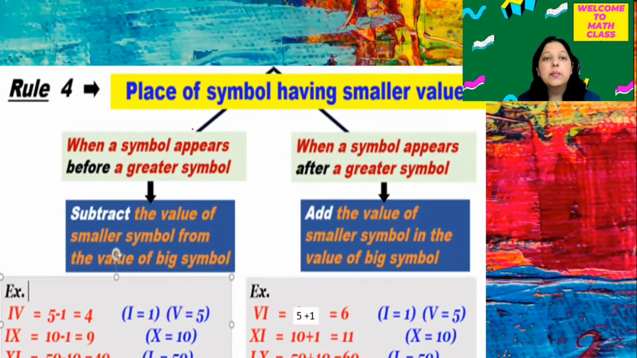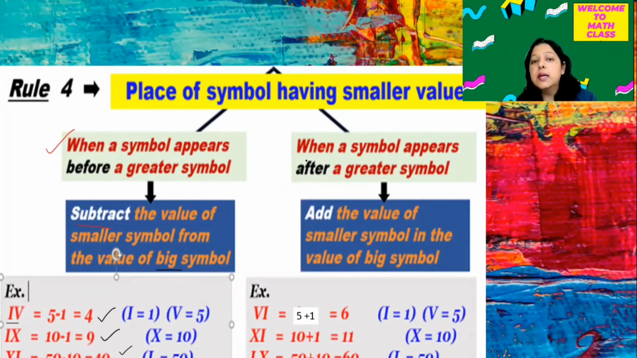Rule number 4, place of a symbol having smaller value. In this rule, we will study how we can place the symbols having smaller value. Smaller value symbols can be placed either on the left side or on the right side of the greater symbol. When a symbol appears before a greater symbol, we have to subtract the value of the smaller symbol from the value of the bigger symbol. Like IV, I is smaller than V, so it will be 5 minus 1, 4. IX, 10 minus 1, 9. XL, 50 minus 10, 40.